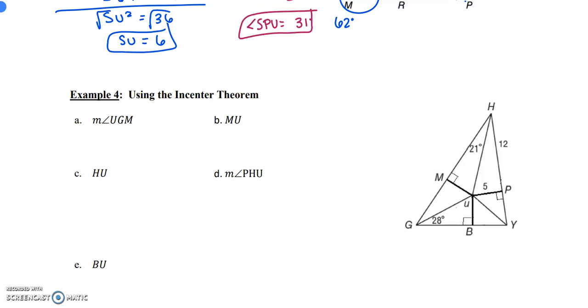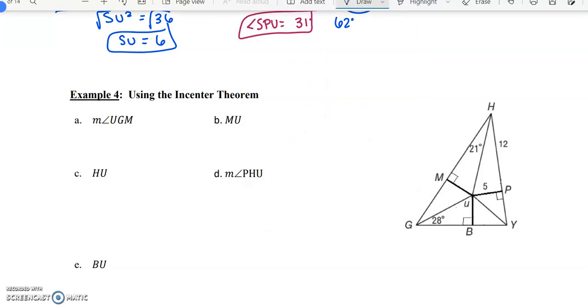All right, let's go ahead and take a look at our missing pieces down here. Again, 21, that's 21, 28, that's 28, and UGM. Oh, we just wrote it in there, 28 degrees, because it was being bisected. MU is this part right here. Again, it's going to the in-center, which is going to be the same as UP, which is 5. So this would also have to be 5. And then BU would also be 5. And what's next? It looks like HU.